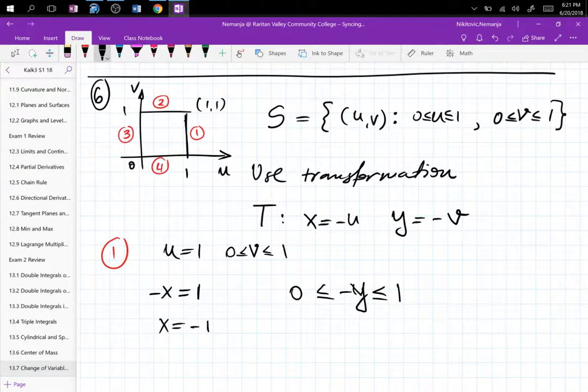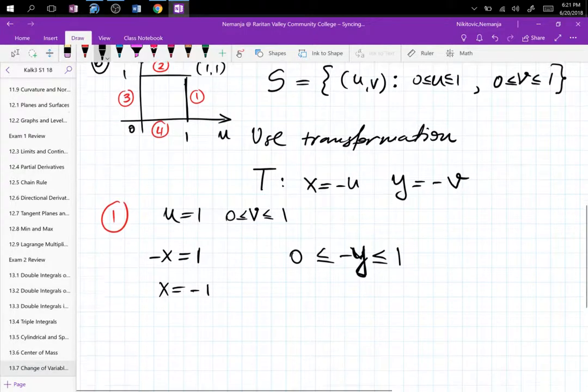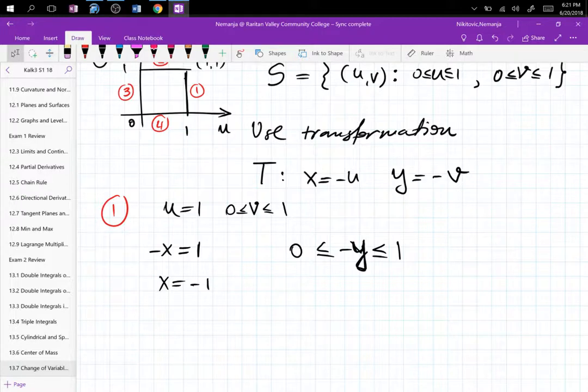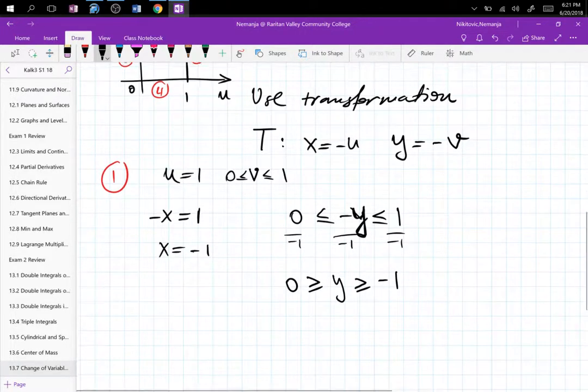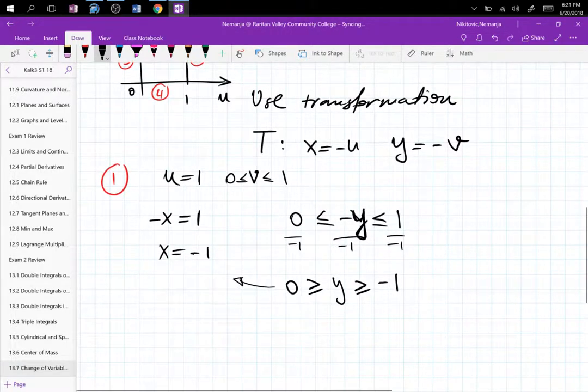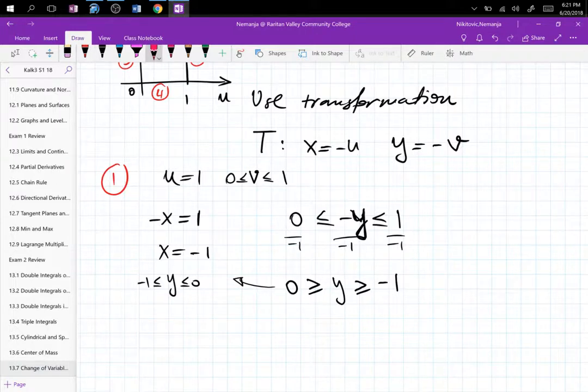Now, we need y in the middle to be positive y, so we have to divide everywhere by negative 1. What happens with signs? The signs change, yes. So now divide by -1, divide by -1, divide by -1. So we are going to have 0 larger than y, larger or equal than -1. So now I'm just going to bring that here and say that x is equal to -1 and y is in between -1 and 0. I'm going to box this or circle it because this is actually the transformation of my first line.